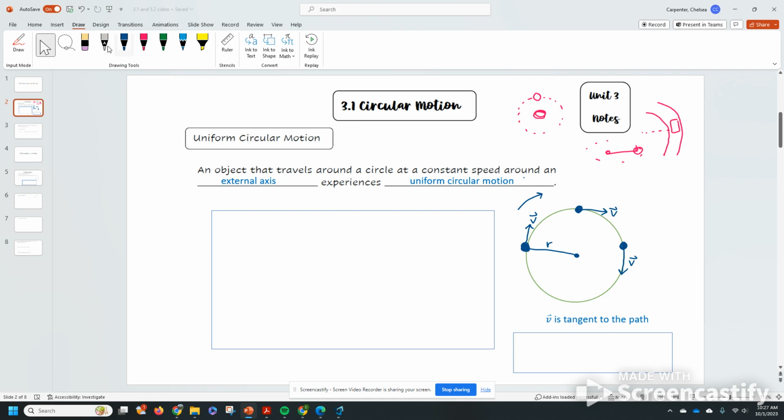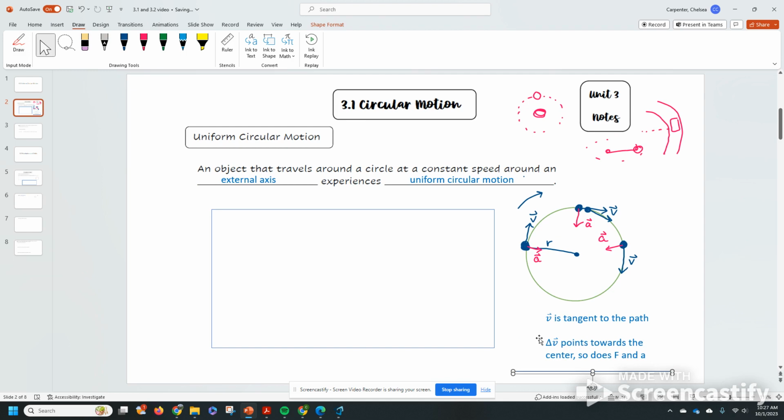And if I draw this object an instant later, right here, the velocity would be going in this direction. If I were to look at the difference in those velocities, I would find that it's being pushed towards the center. So at each of these points, it's actually being pushed or accelerated towards the center of the circle. So that change in velocity points towards the center, which means so does the force and the acceleration.